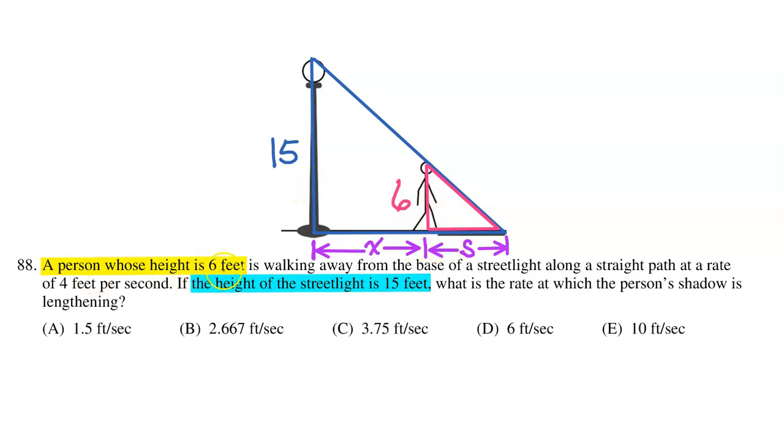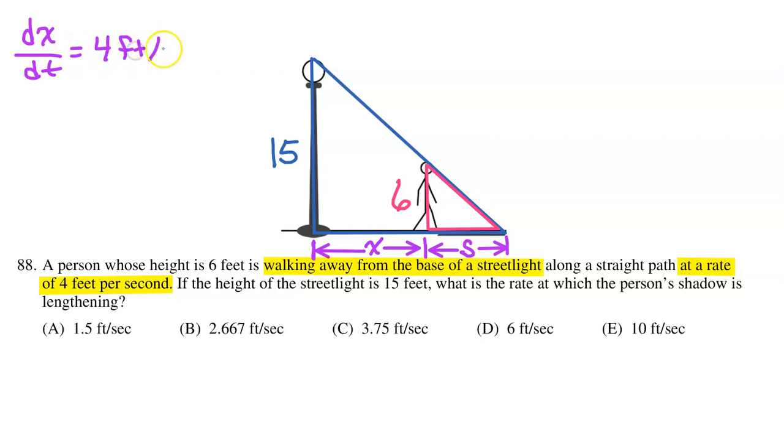A person is 6 feet high, so there you go. The height of the street light is 15, so there it is. The person is walking away from the base of the street light at a rate of 4 feet per second. So I need a variable representing the distance between the base of the street light and the person. Let's call it x. Now I can record this rate on my inventory of information as dx dt. So dx dt is equal to 4 feet per second.